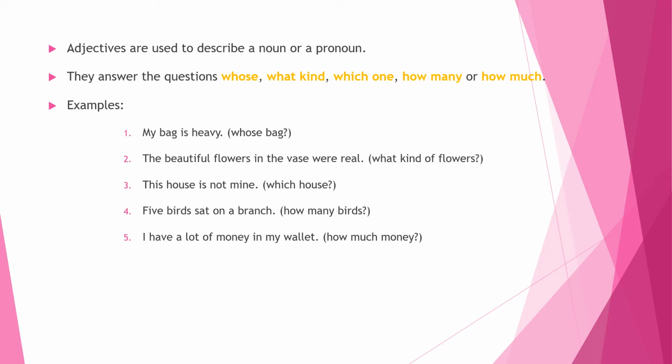Going to the next example, I have a lot of money in my wallet. How much money do I have? A lot of. It is answering the question how much. A lot of is an adjective in this sentence. Hope you all have understood what are adjectives and what kind of questions do they answer.